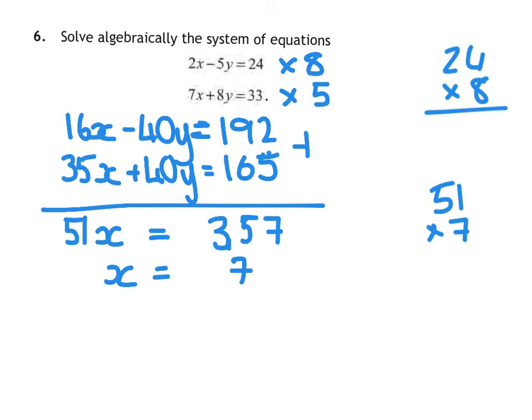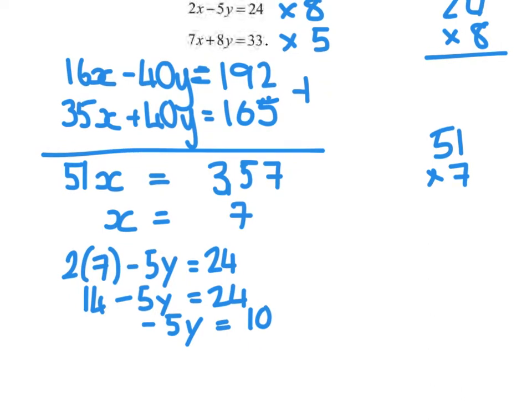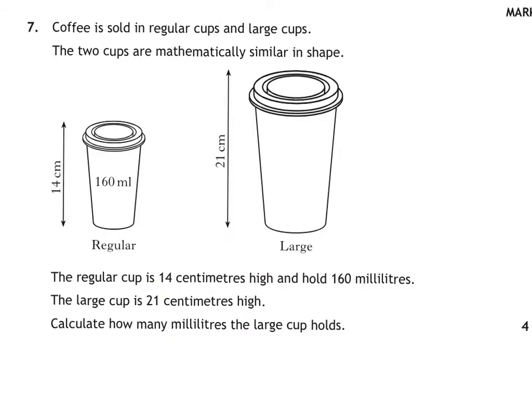Right, if x is 7, I'm going to go back to my top equation. So I've got 2 times 7 minus 5y equals 24. So 14 minus 5y equals 24. Minus 5y equals 24 minus 14, which is 10. So y is negative 2. So my solution is x equals 7, y equals negative 2. I didn't like the numbers in that one.